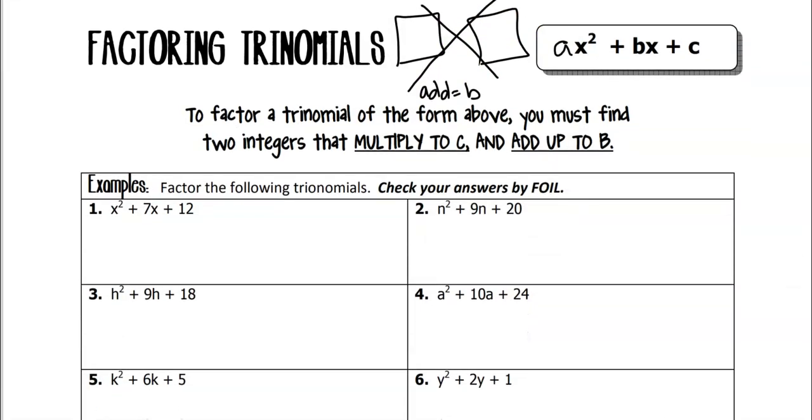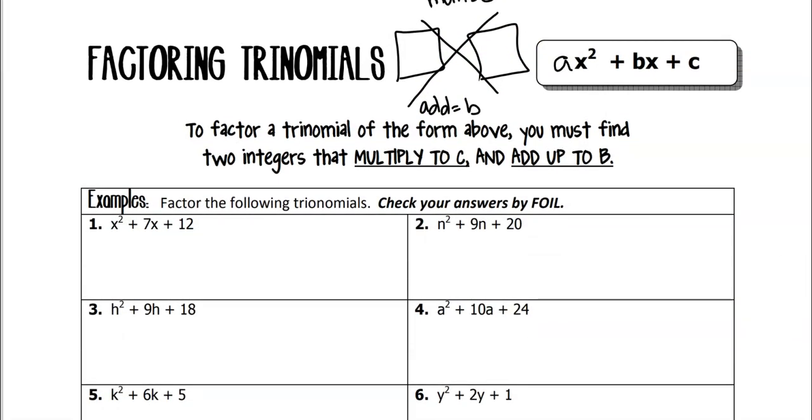Okay, so our first one, we have x squared. Oh, and just like yesterday, I'm going to do odds and you'll do evens, okay? Our first one, we have x squared plus 7x plus 12. Okay, so our C value this time is the 12. Our B value in the middle is the 7. So we're trying to think of two numbers that multiply to give you the number 12, but they also add together to give you 7.